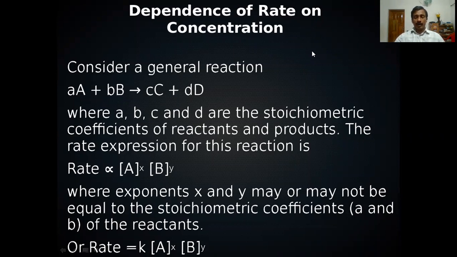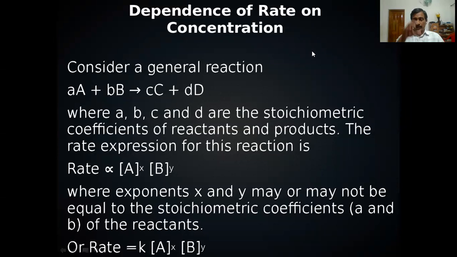In a chemical reaction, as the reaction proceeds, the rate of the reaction decreases gradually. What is the reason for the decrease in rate of reaction? Because of the decrease in concentration of reactants. When the concentration of reactant decreases, rate of reaction decreases. It is a clear evidence for the dependence of rate of reaction on concentration.